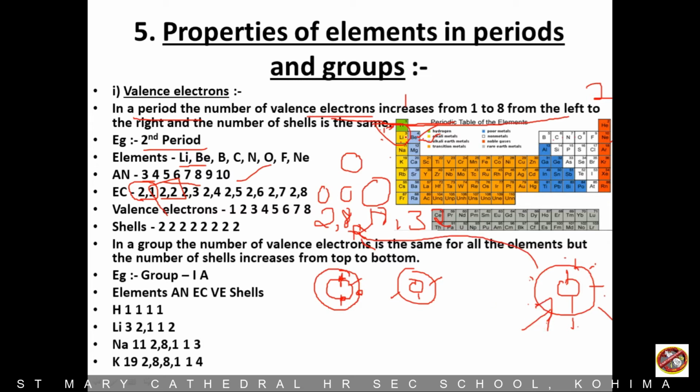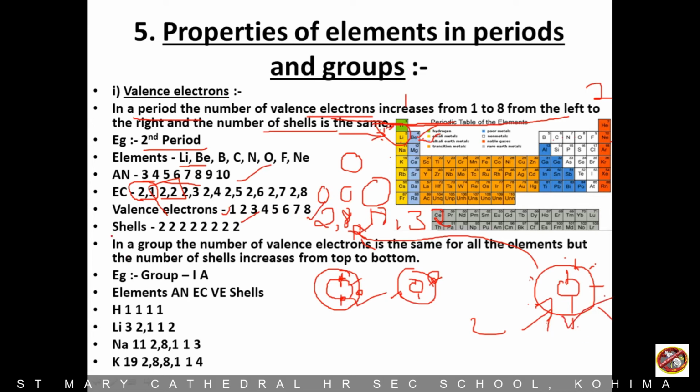So we can conclude that in a period, from left to right, the elements will have the same number of shells. Try to arrange by yourself again, give it a try. Valence electrons: in lithium you see 1, in beryllium you have seen there were 2, and it goes on till the end, until you get 8. In neon we have got 8, right?